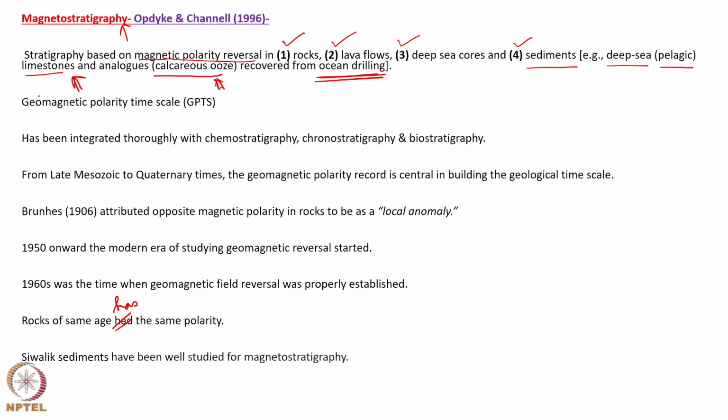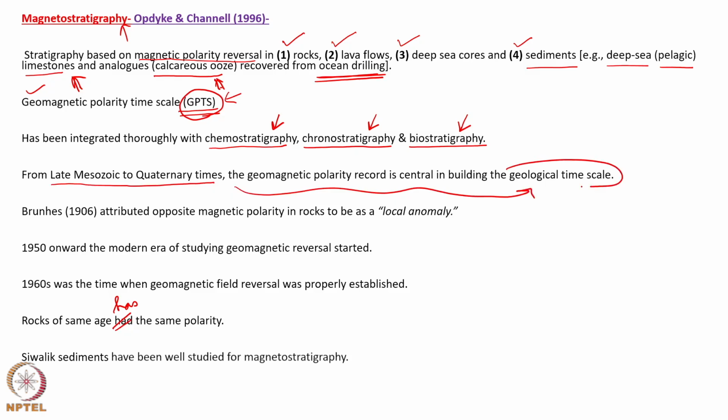Magnetostratigraphic study has yielded the geomagnetic polarity time scale, in short GPTS, and this has been integrated thoroughly with other stratigraphic approaches such as chemostratigraphy involving the chemistry of the rocks, chronostratigraphy involving the geochronologic dating of the rock, and biostratigraphy, which means stratigraphy established based on fossil studies. What is the time range within which the GPTS has thoroughly been established? It is from late Mesozoic to the Quaternary time, and this has direct input on the geological time scale.